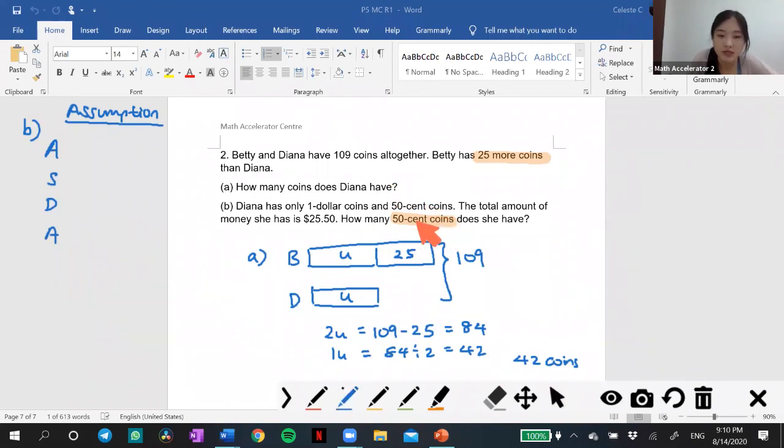So the keyword is how many 50-cent coins are there? So you must assume the opposite. So if they want 50-cent coins, you assume that all of these 42 coins that Diana has would be $1. So 42 coins, each of them is $1, you will have $42. What is the S here? It is the shortage.